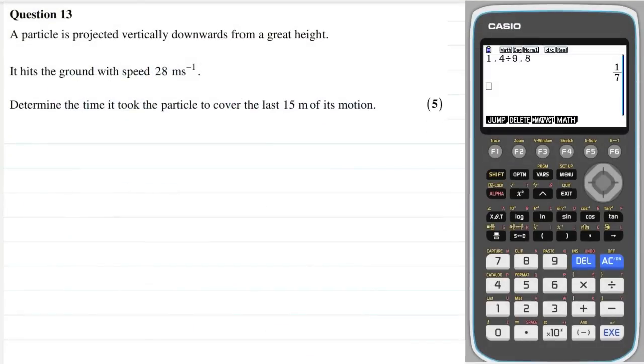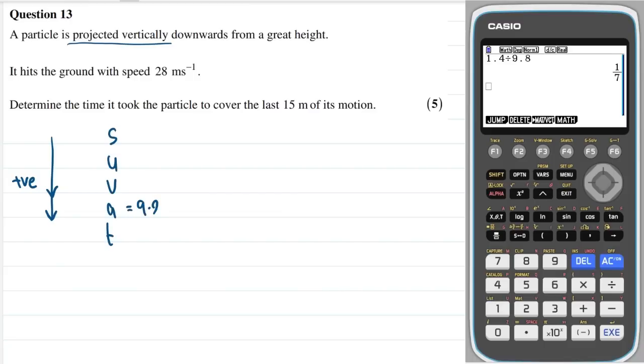Okay, a particle is projected vertically downwards, so it's not u is equal to 0 because it's been projected from a great height. It hits the ground with speed 28 meters per second. Determine the time it took for the particle to cover the last 15 meters of motion. Okay, because the object is falling for the whole time, I'm going to make down the positive direction. And I'm going to do a SUVAT.